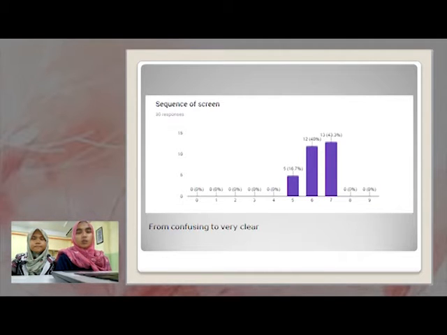Next is the sequence of screens. The scale we put is from confusing to very clear. Based on the data we got, the respondents chose 5 until 7, and our courseware is clear to use.